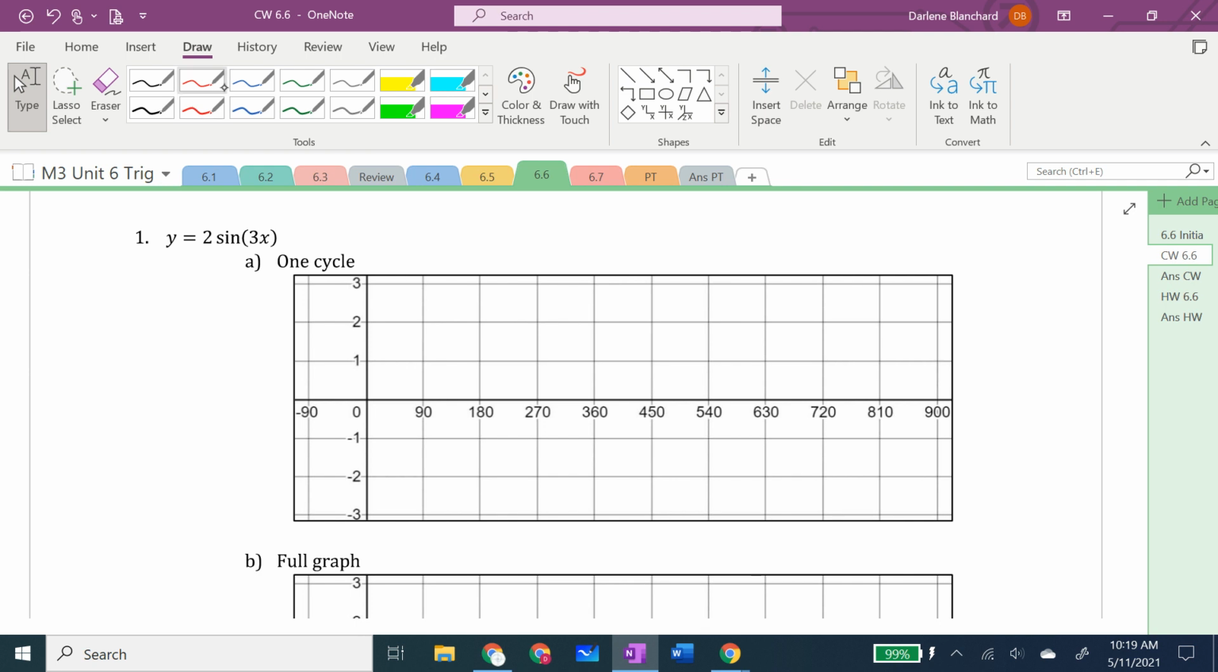So what we're going to do is start off with the parent graph, which is sine. Sine starts at the origin, goes up to a value of 1, comes back to 0 at 180, goes down to -1, and then back to 0 at 360, and then it would just repeat itself. So I'm just going to lightly sketch that.